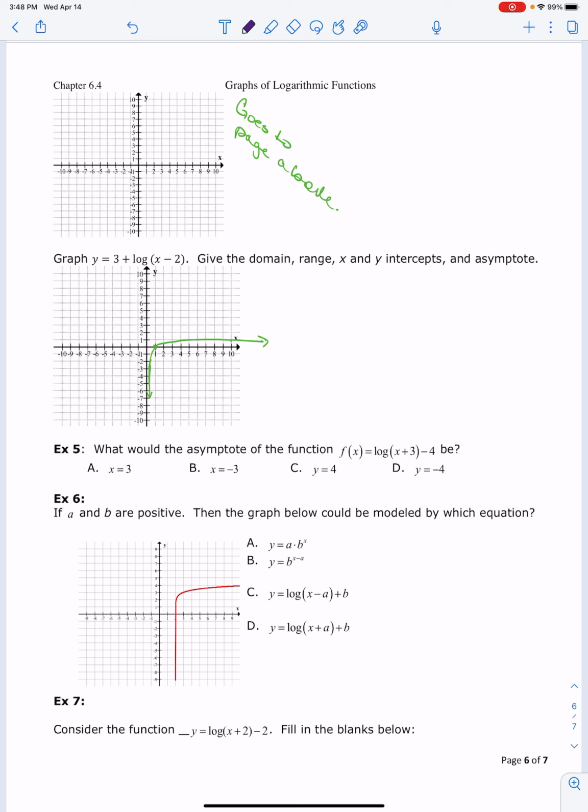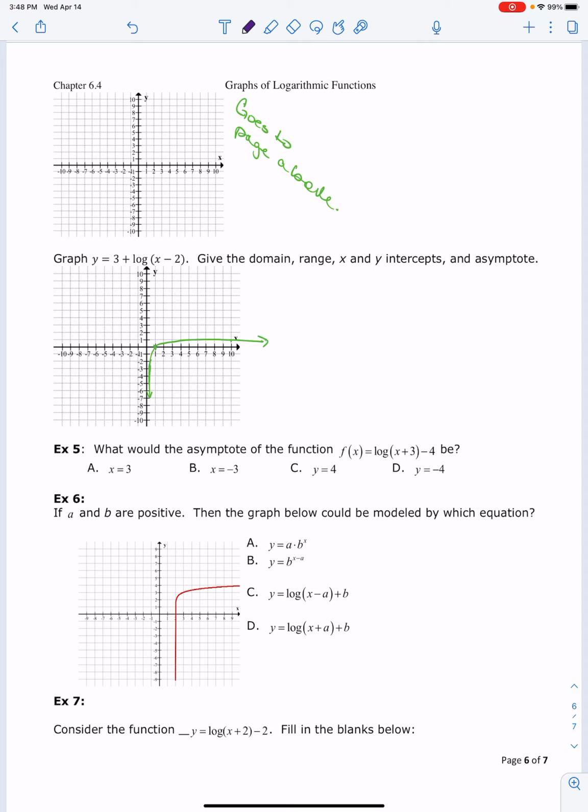Hey, these are the 6.3 and 6.4 notes, page 6. So ignore the little graph at the top. That goes with the page above. I'm not sure why the spacing is off. But we're going to talk about transformations of logarithmic functions.